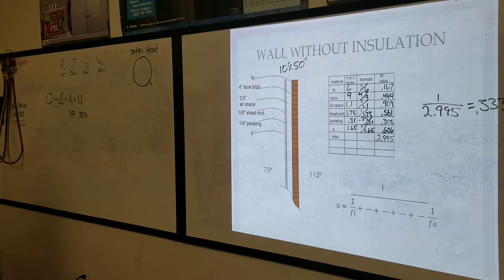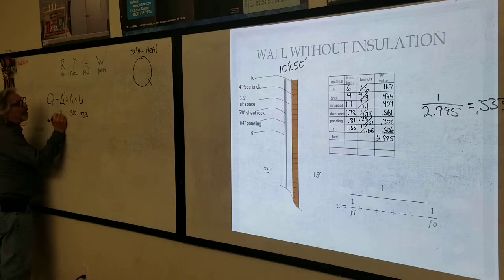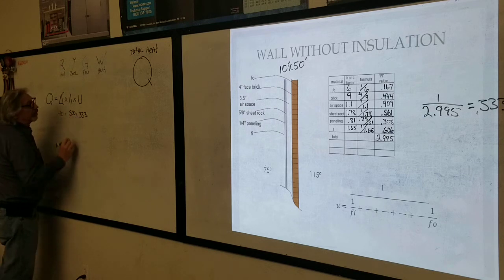How'd you get 40? You just subtract the difference between them both, 115 and 75. Okay, I see what you're saying. We got 40. Okay, so we multiply that out, and what do we got?